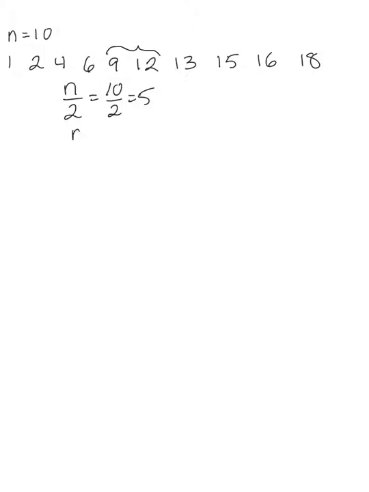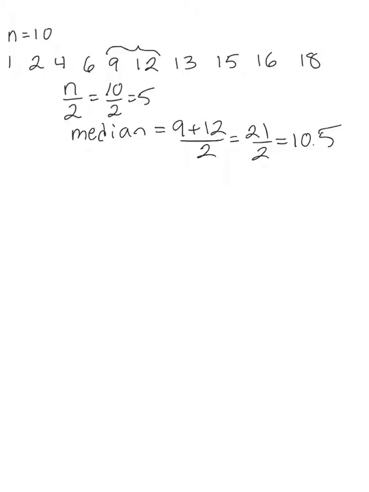So the median will equal 9 plus 12 divided by 2, which is going to equal 21 over 2, which is equal to 10.5. Okay, so now we want to find the 25th percentile.